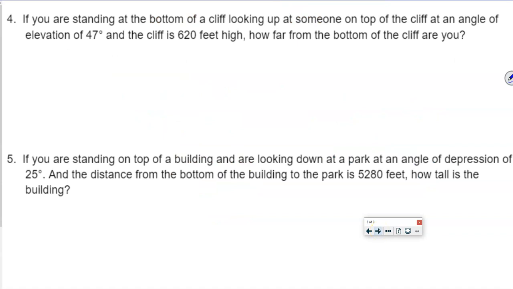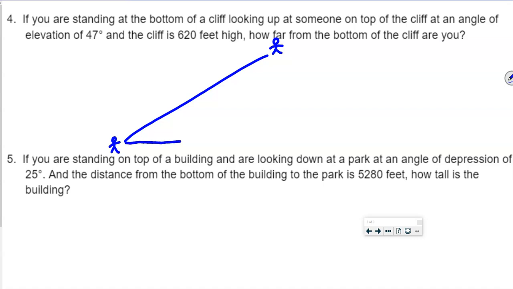All right, so the next one says, if you are standing at the bottom of a cliff looking up at someone on top of the cliff at an angle of elevation of 47 degrees and the cliff is 620 feet high, how far from the bottom of the cliff are you? So let's work through this one step at a time. It says that I'm at the bottom of a cliff looking up at someone at the top of the cliff. Okay, so I'm down here, right? I'm here, and I'm looking at someone up here. Okay? It says that it's an angle of elevation of 47 degrees.